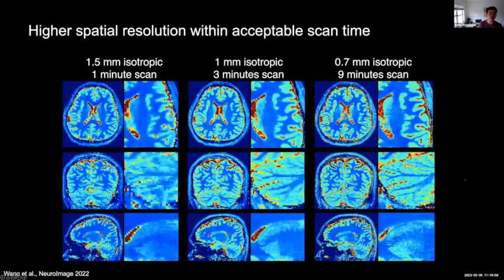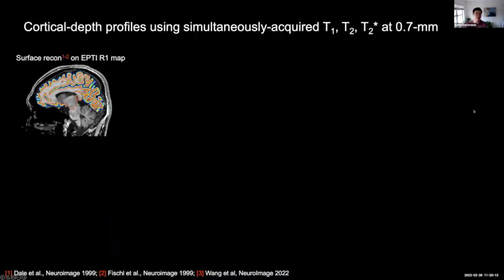With this technology, we can also titrate the resolution depending on the scan time that we have, and we can push to around 0.7 millimeter in less than 10 minutes as shown here. So at this higher resolution, let's see what we can get. We can now look at cortical depth features of these quantitative T1, T2, and T2 star at this high resolution. Again, we generate an R1 map and synthesize an MPRAGE.